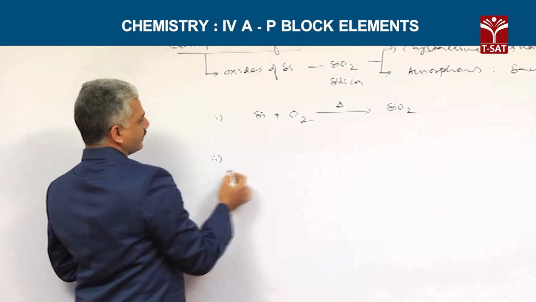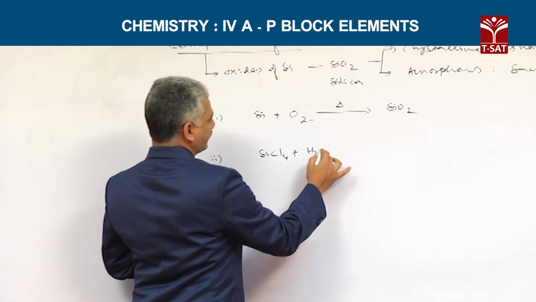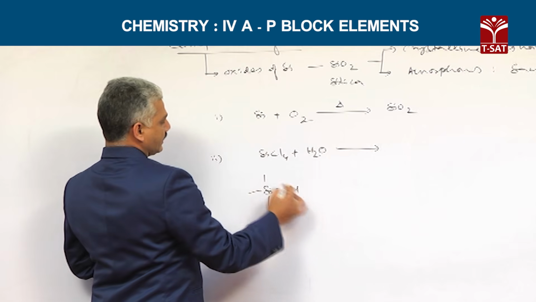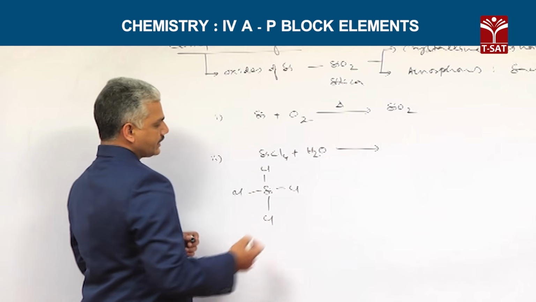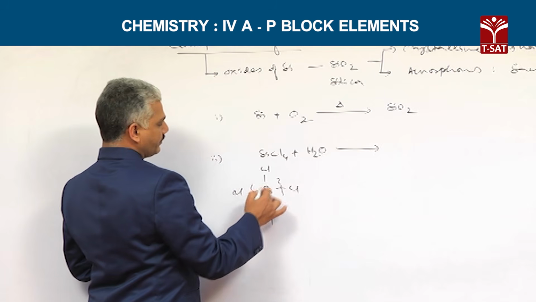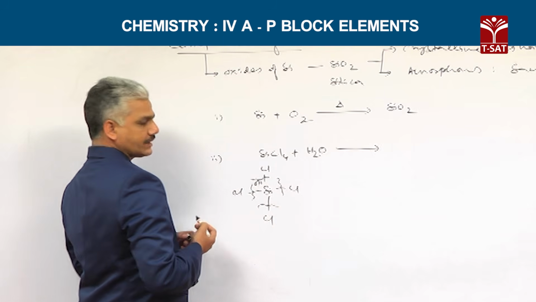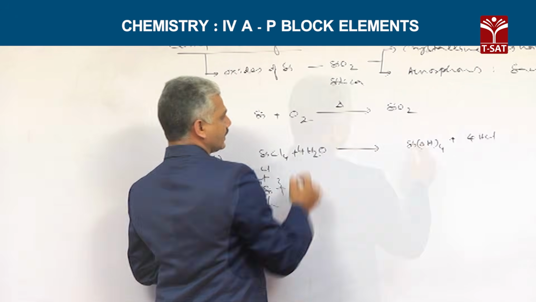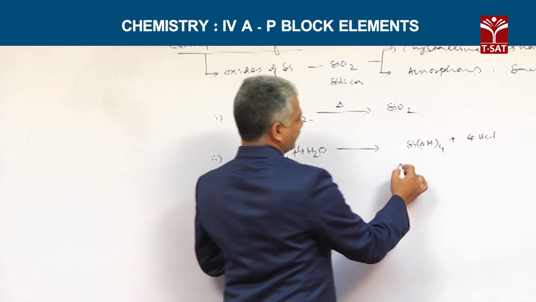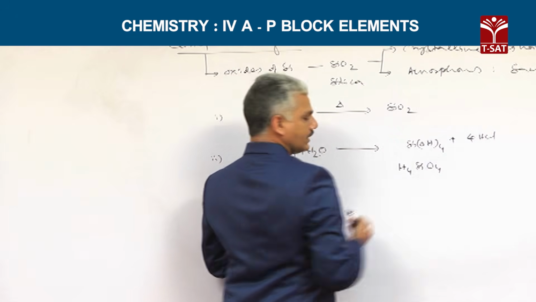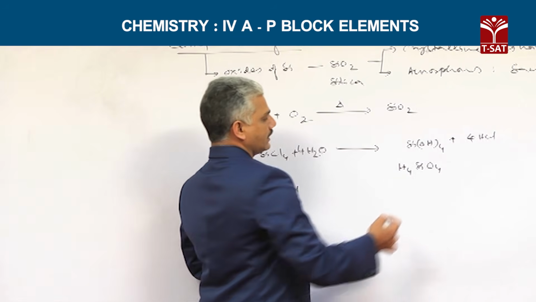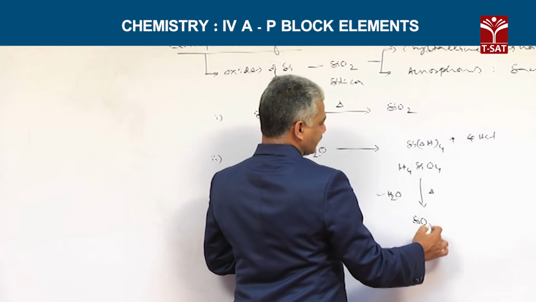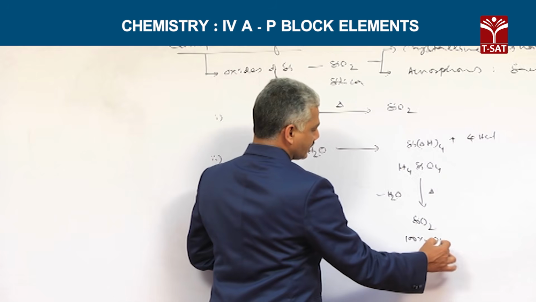Alternatively, silicon tetrachloride is hydrolyzed. Structurally, silicon tetrachloride can be represented like this. When water is added like this, the bonds will break down. OH part of water is added to silicon, H part is added to chlorine. In that way, we get Si(OH) taken 4 times, or it can also be represented as H4SiO4, silicic acid. This silicic acid on strong heating loses water molecules to give silicon dioxide, which is 100% pure.